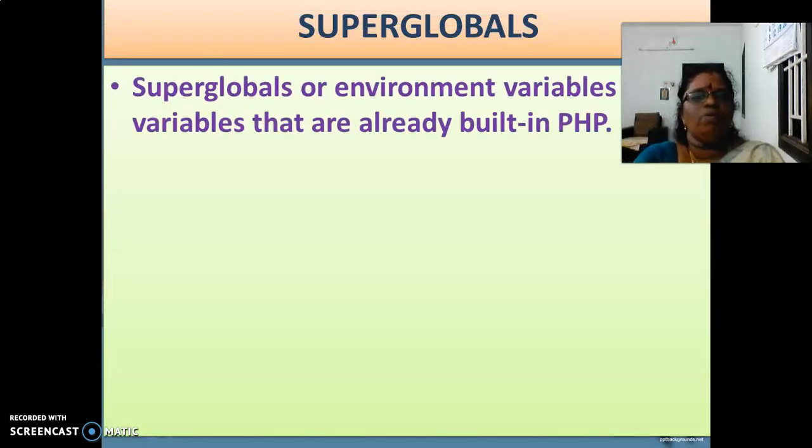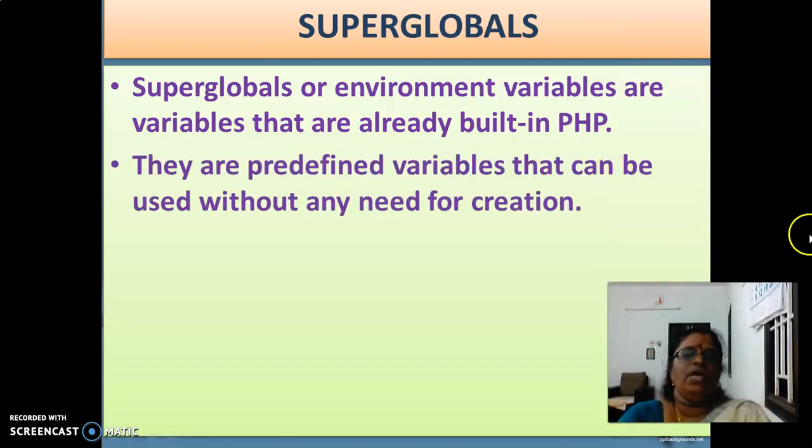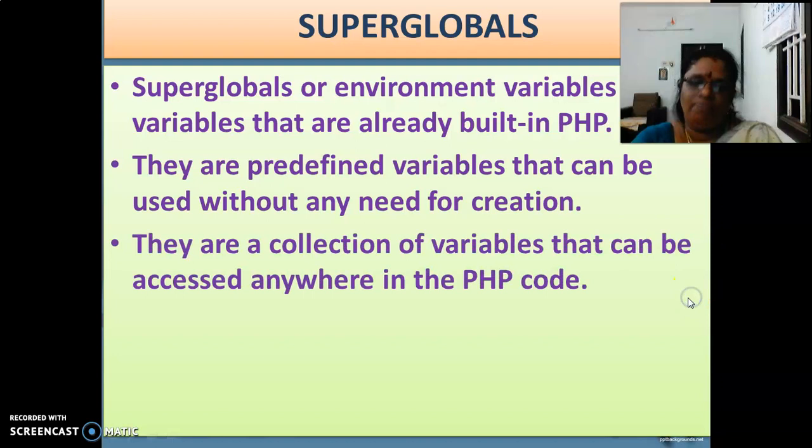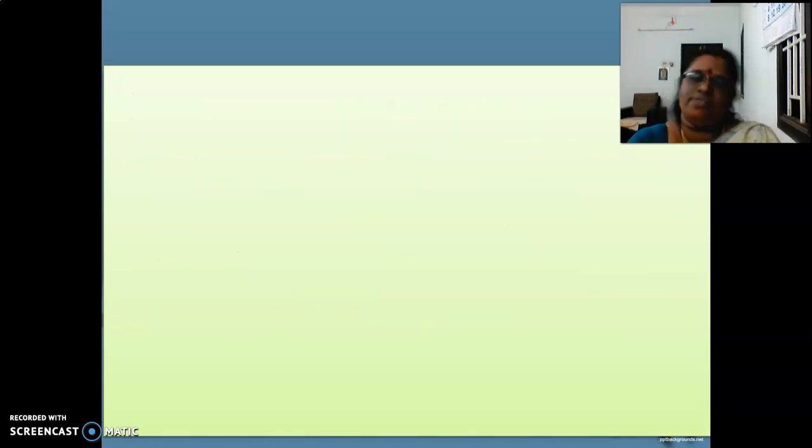The next one is super globals. What is meant by super globals? Super globals are environment variables which are already built into PHP. They are predefined variables that can be used without any need for creation. They are a collection of variables that can be accessed anywhere in PHP. Super global or environment variables are already built in, predefined, and can be used anywhere in PHP. It is stored as an array.